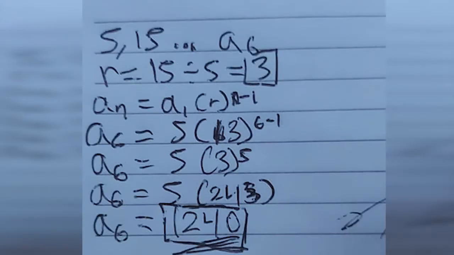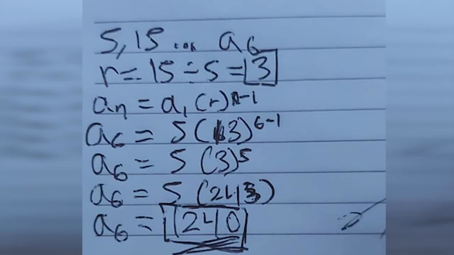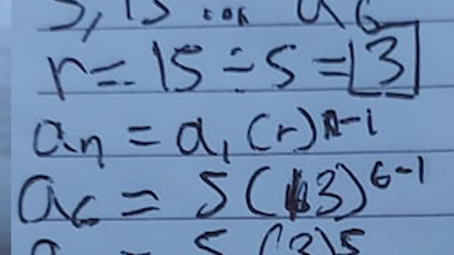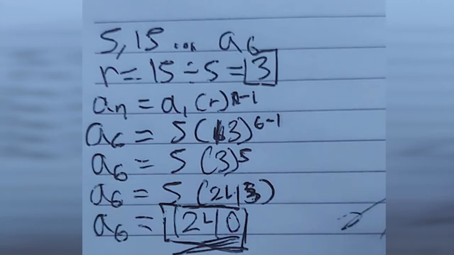Just like the common difference earlier, finding the common ratio of a geometric sequence is crucial to solving this problem. To find the common ratio, r equals a sub 2 divided by a sub 1. Applying that here, r equals 15 divided by 5 equals 3, which is now our common ratio. The formula is a sub n equals a sub 1 times r to the power of n minus 1, where a sub n is the nth term, a sub 1 is the first term, n is the number of the term, and r is the common ratio.